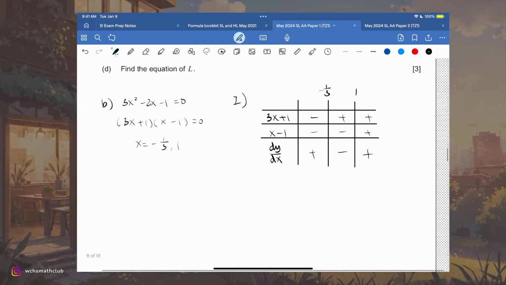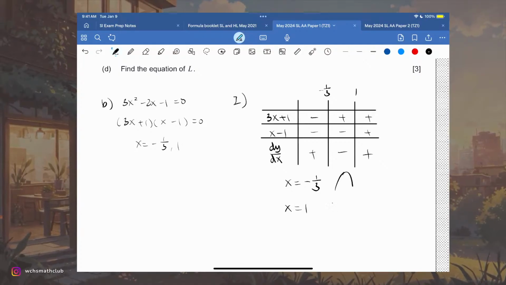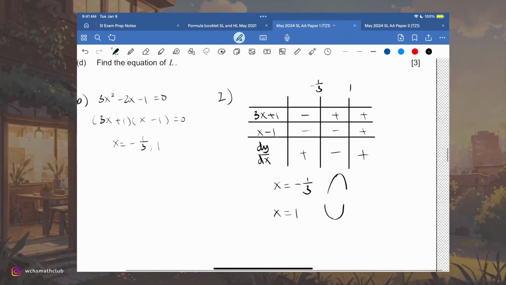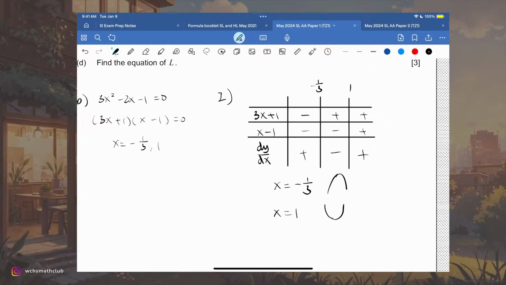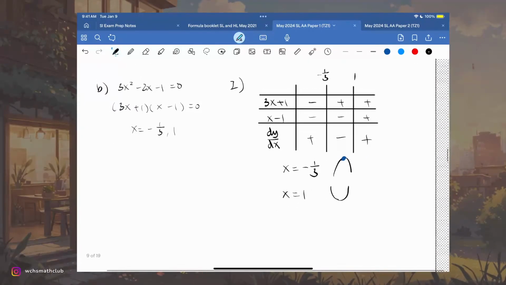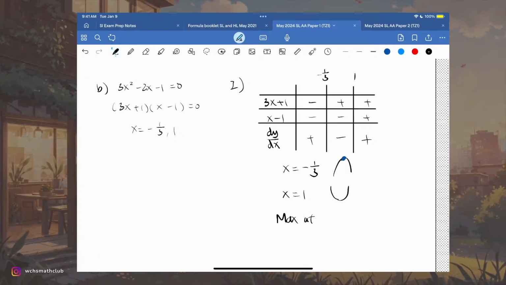So this means that at x equals negative 1 over 3, the function is first increasing and then decreasing. And at x equals 1, the function is decreasing first and then increasing. And here we can see that obviously the first one will be a local maximum because it has a maximum point here instead of having a minimum point somewhere. So this means that the max is at x equals negative 1 over 3.